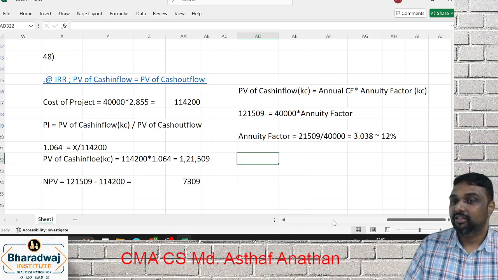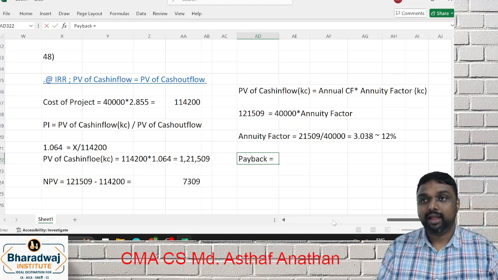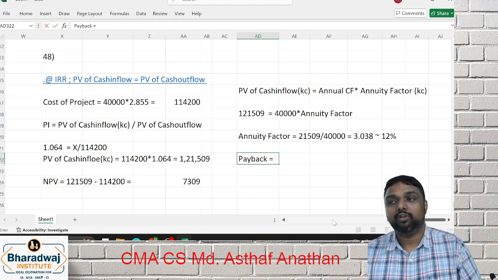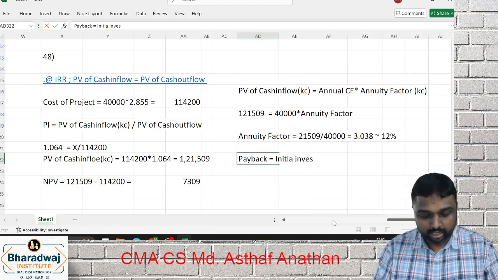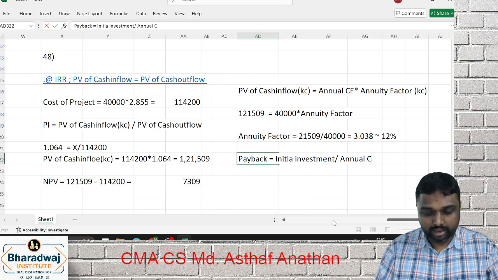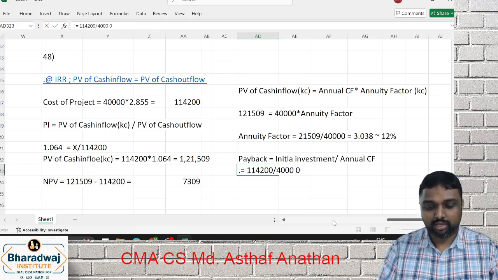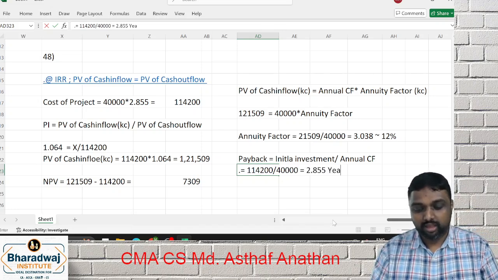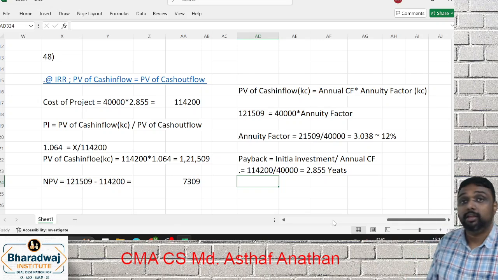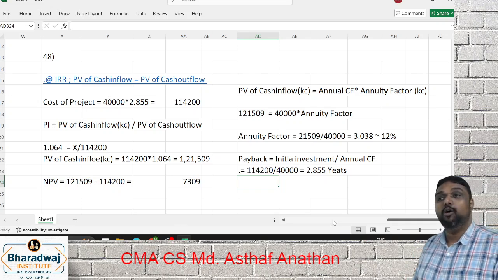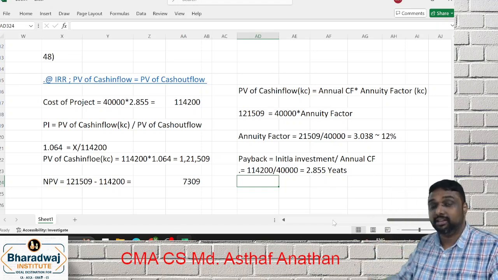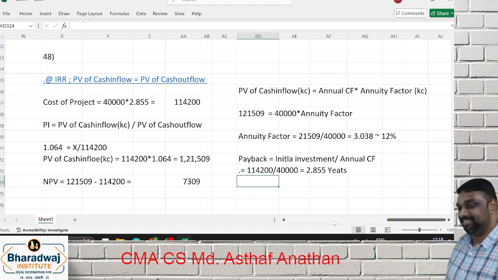How interesting. Finally, they are asking what? Payback. Now only we discussed it in the revision. Every year, same cash flow. There is a shortcut for payback: initial investment divided by annual cash flow. Your initial investment is 1,14,200. Annual cash flow is 40,000. What will you get? 2.855. Yes. The question is over. It has come multiple times in previous year questions. Any doubt? Please ask. Or else please review very well. If you are 100% comfortable, move to the next question.